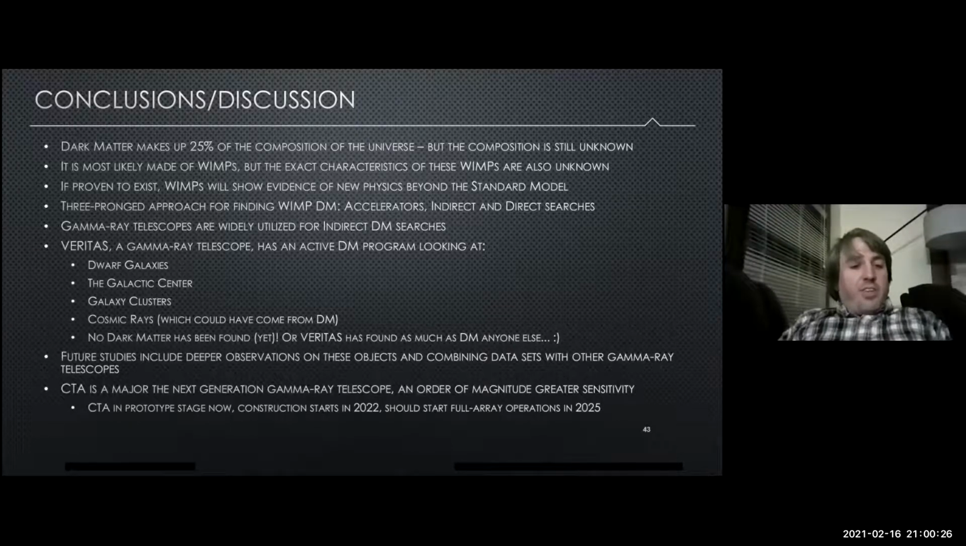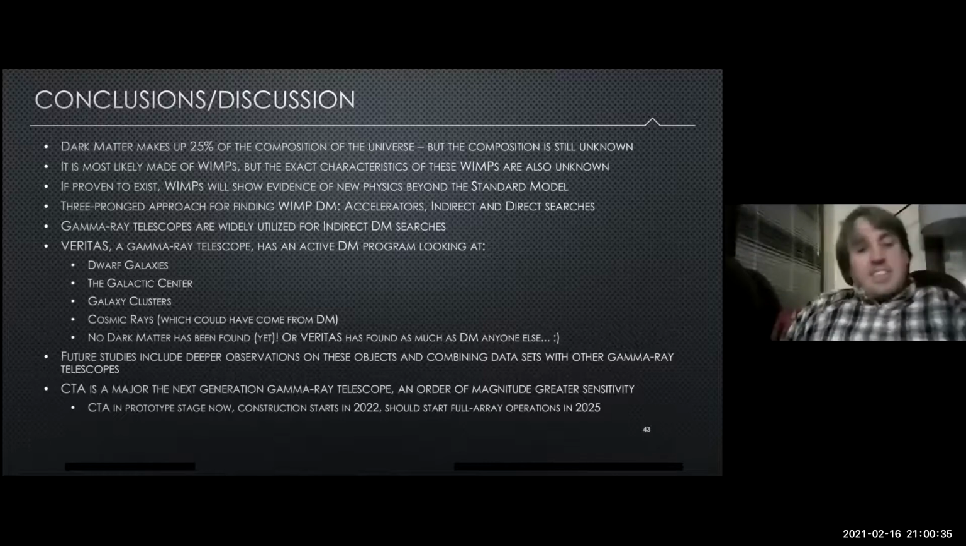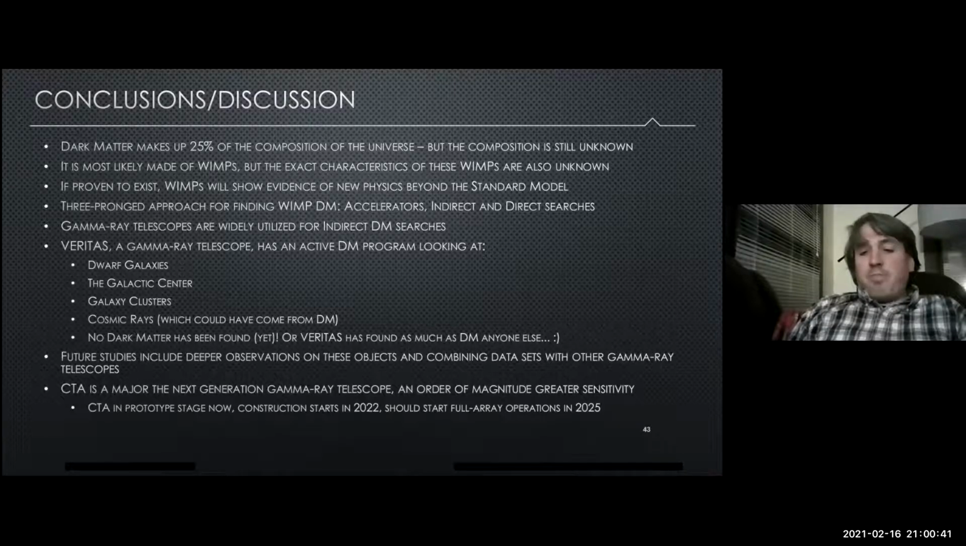And so future studies will combine data from various experiments, and then CTA will hopefully be along in the next 10 years or so, and they might be able to find stuff. I'm sure they'll find stuff. Maybe dark matter, maybe not.